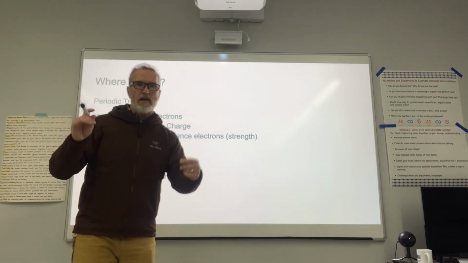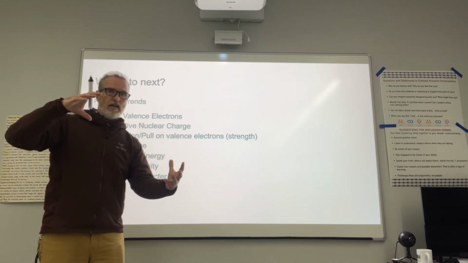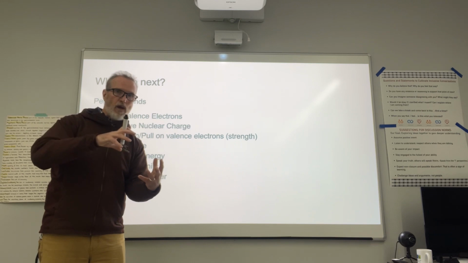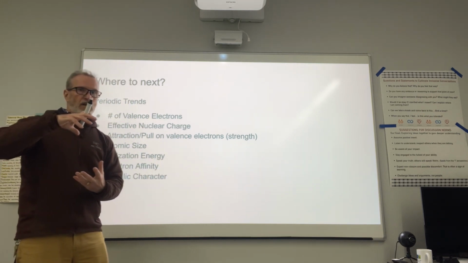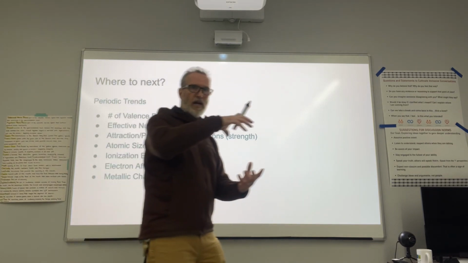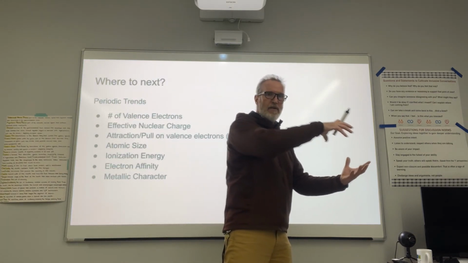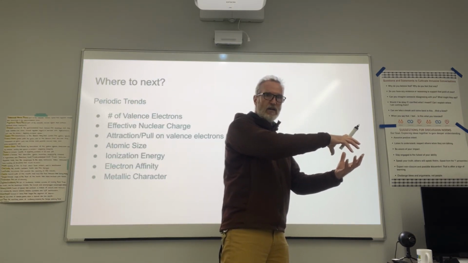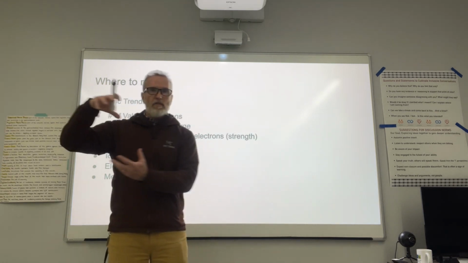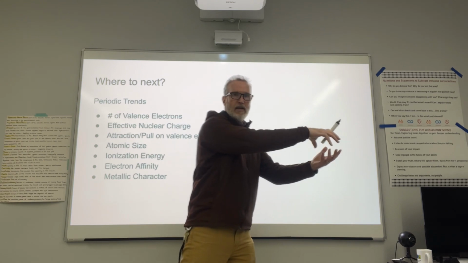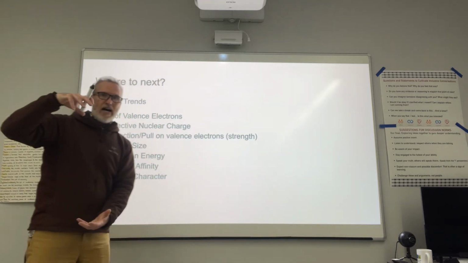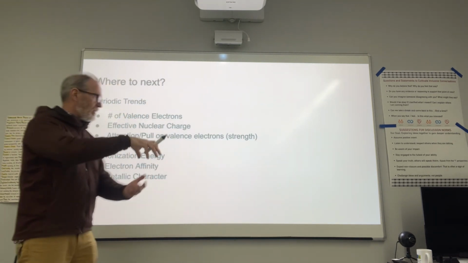So think of it this way. The more strongly the valence electrons are pulled on, the closer they're going to be pulled to the nucleus. So as the effective nuclear charge increases going left to right across the periodic table, the atoms are going to get smaller. So when we go from left on the periodic table to right on the periodic table, the atomic size is going to get smaller.